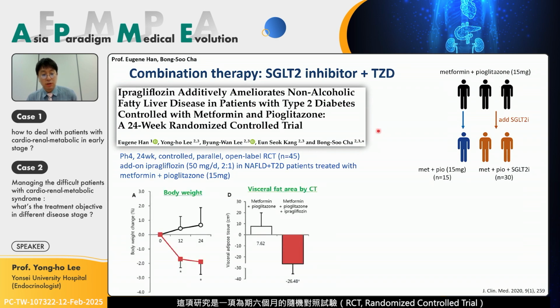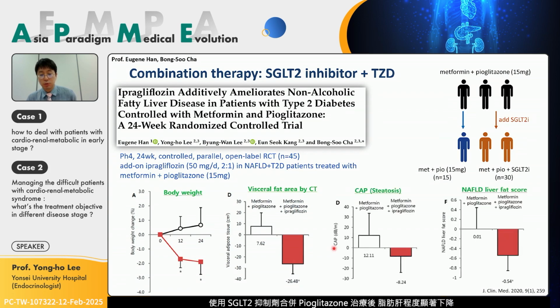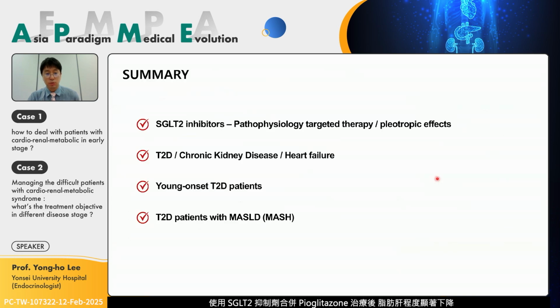And this was a randomized controlled trial for 6 months. After 6 months, body weight decreased after using SGLT inhibitors, and visceral fat decreased, and steatosis levels also went down after using SGLT inhibitors in combination with pioglitazone.